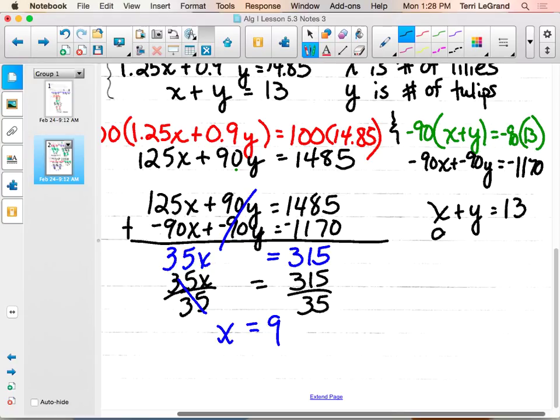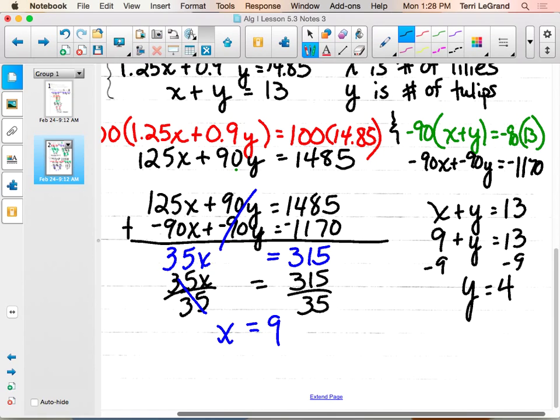We have 9 that are x. Subtract 9 from both sides. What is y? 4. Okay, does our answer make sense? That it could be 9 and 4? Okay, because 9 plus 4 is 13. 13 flowers. Feeling pretty good about that.